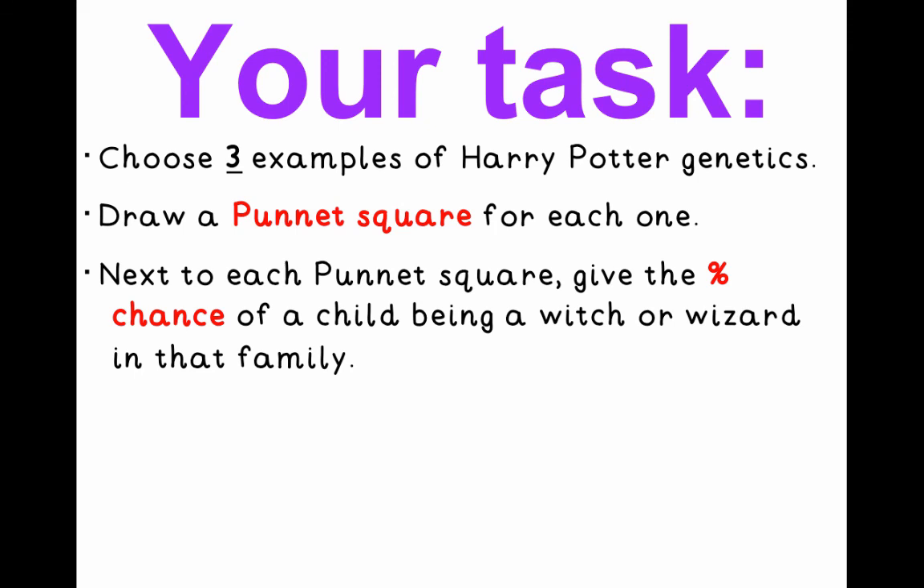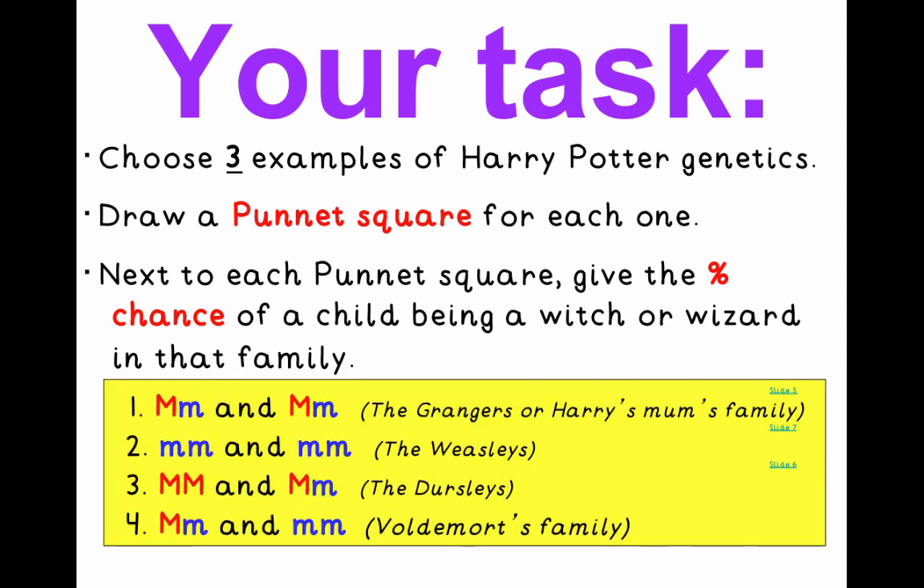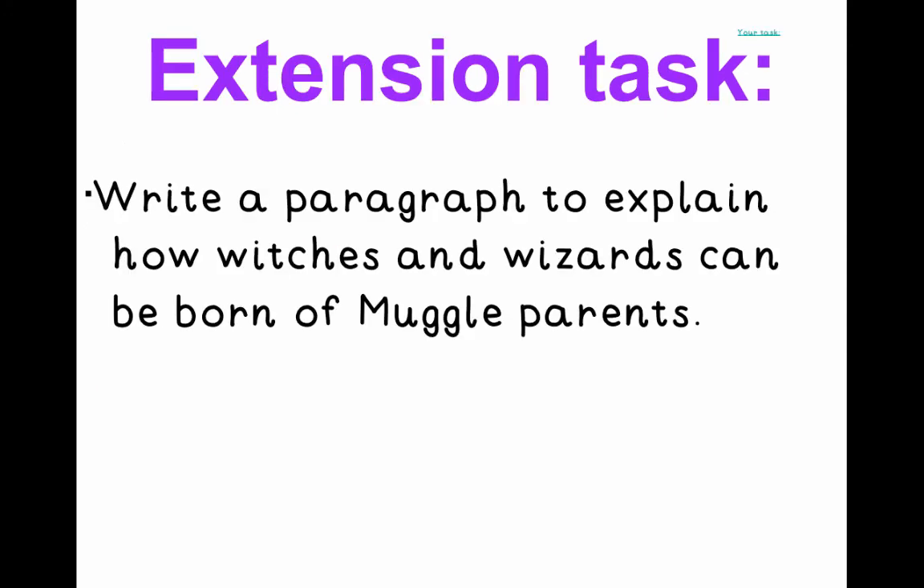So now choose 3 examples of Harry Potter genetics and draw a Punnett square for each one. Please show them in class for extra points. Here you have the possibilities, uppercase M, lowercase m for the Granger's family or Harry's mom's family, lowercase m and lowercase m for the Weasleys, uppercase M and lowercase m for the Dursleys, and uppercase M and lowercase m for Voldemort's family. Another extension task that you can do for extra points is to write a paragraph to explain how witches and wizards can be born of Muggle parents.